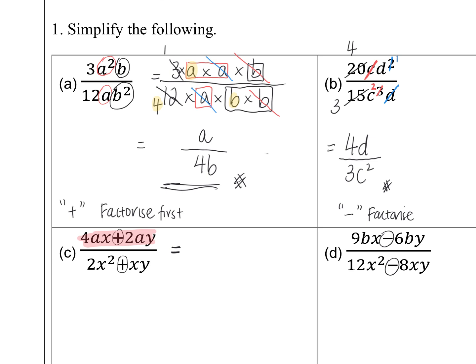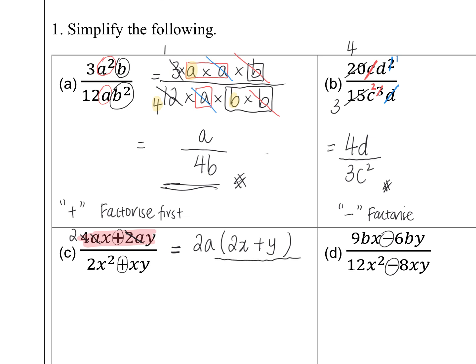A only? 2A. So I'm going to take out 2A from here. So take out 2, left 2. Take out A, left 2x. Then I'm going to take out 2A here, left plus y. So this is after I factorize.